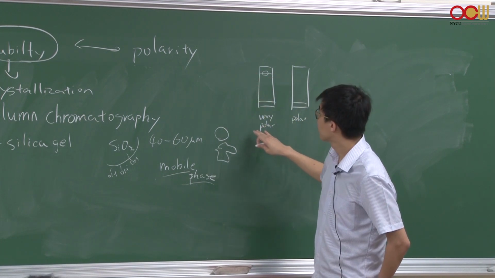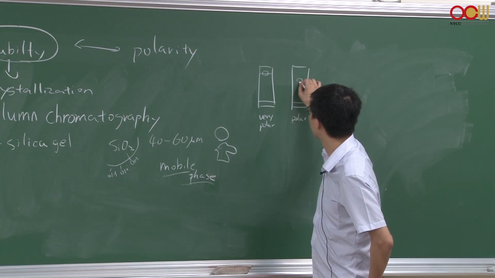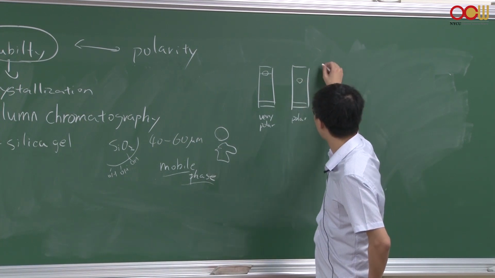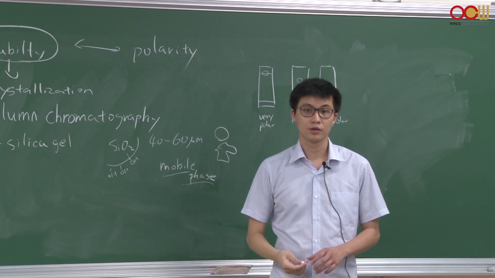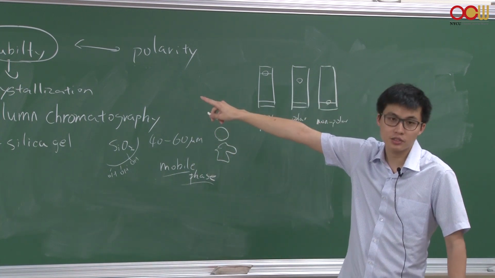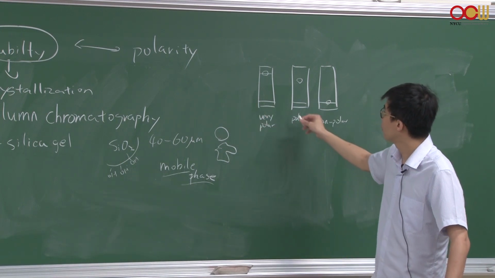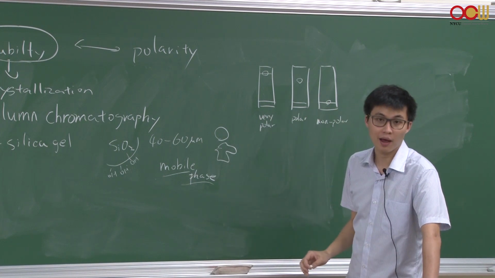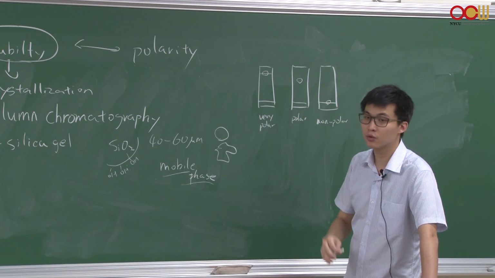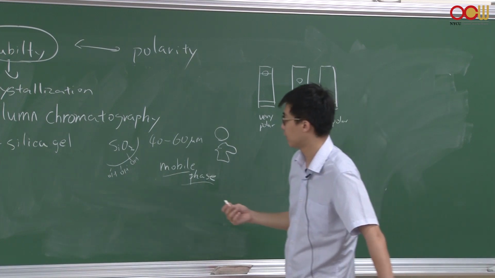Okay, so when my mobile phase is not that polar, it may end up here, or then it won't move at all. So based on their compound solubility and polarity difference, we can use column chromatography to separate your compound. Okay, so they will elute at different time or different amount of solvent that you're adding.